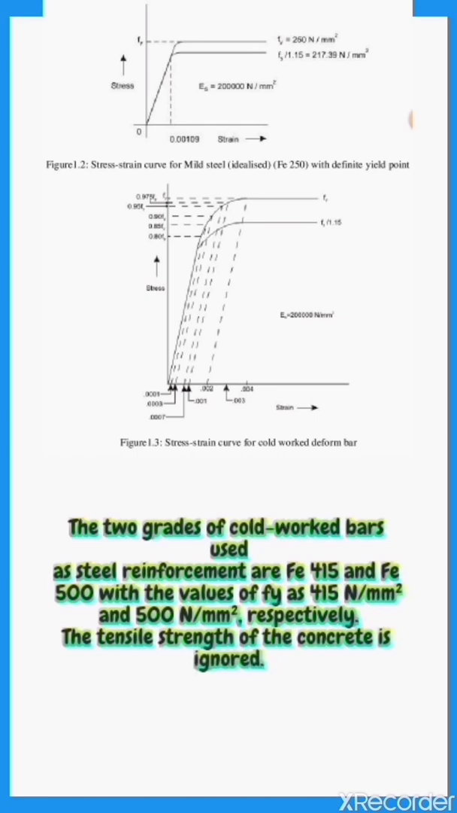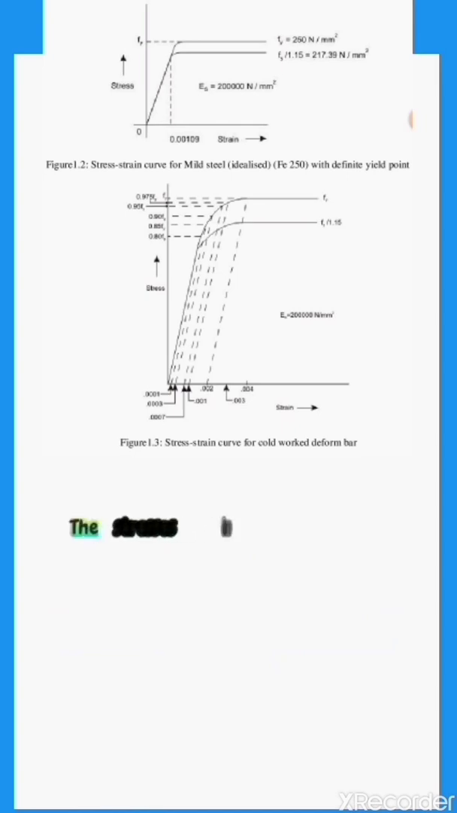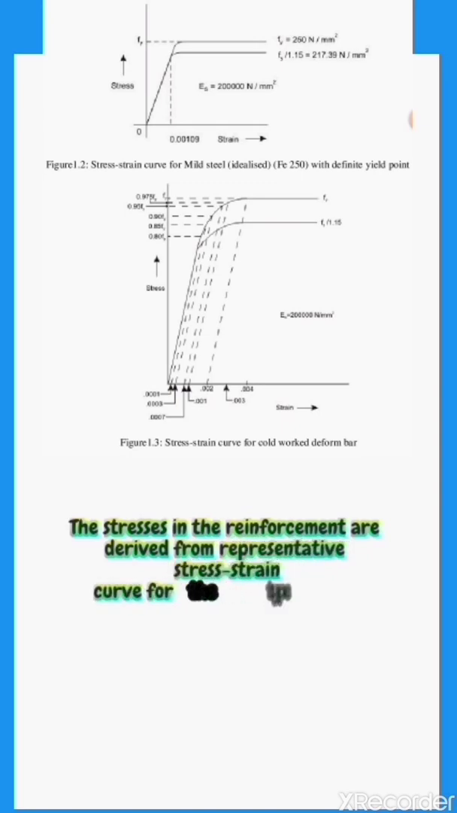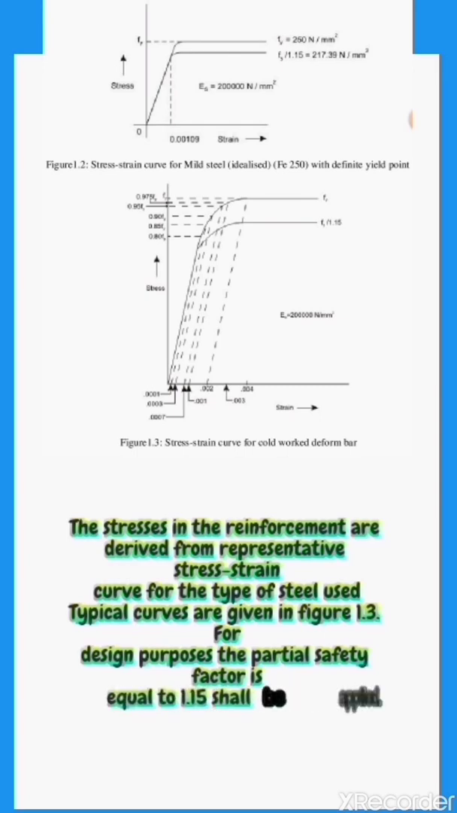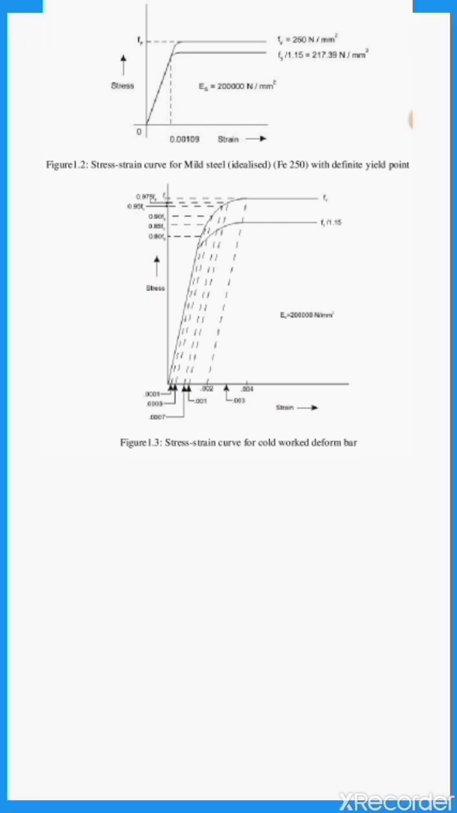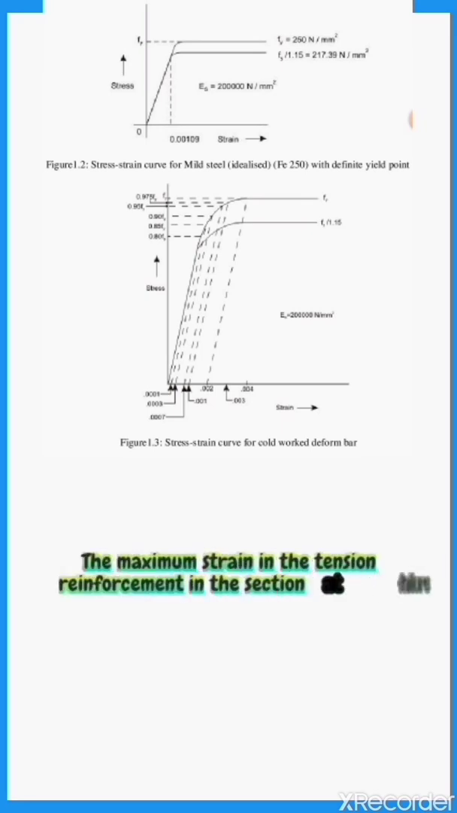The tensile strength of the concrete is ignored. The stresses in the reinforcement are derived from the representative stress-strain curve for the type of steel used. Typical curves are given in figure 1.3. For design purposes, the partial safety factor equal to 1.15 shall be applied. The maximum strain in the tension reinforcement in the section at failure shall not be less than 0.87 fy upon Es plus 0.002.